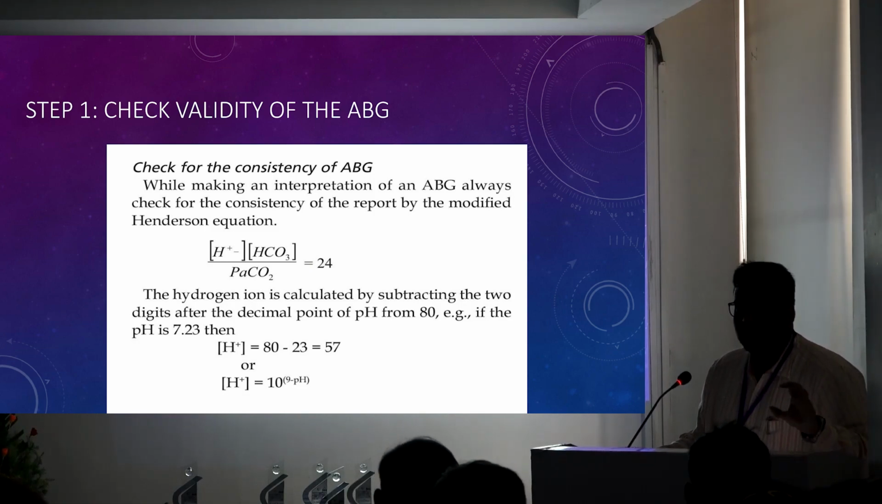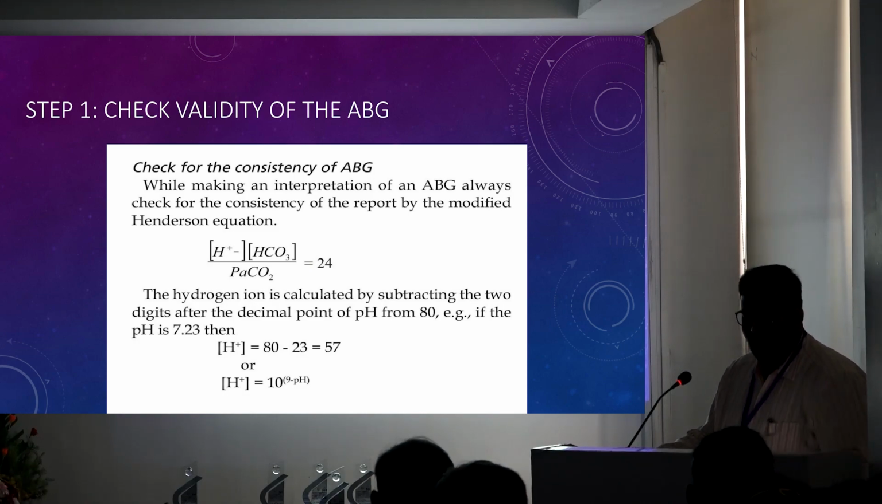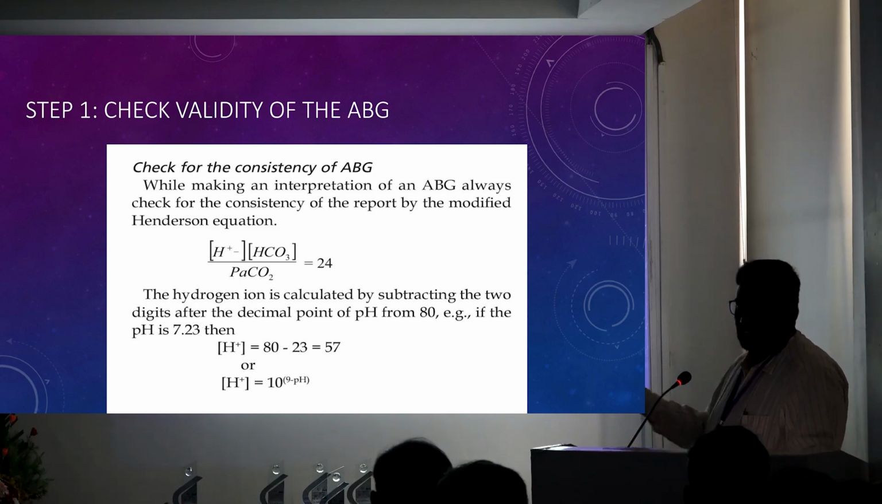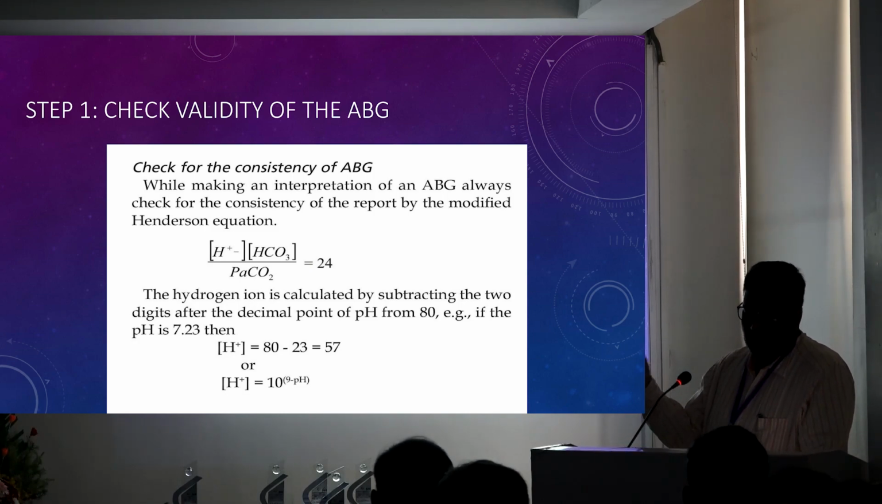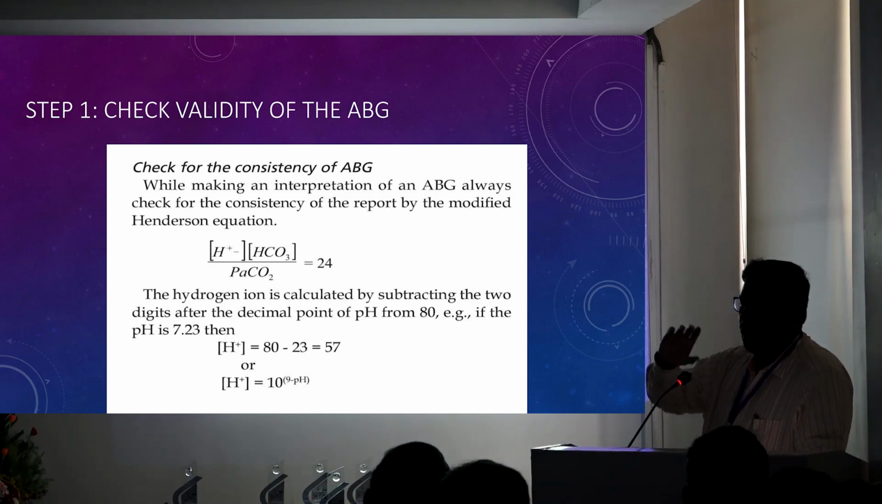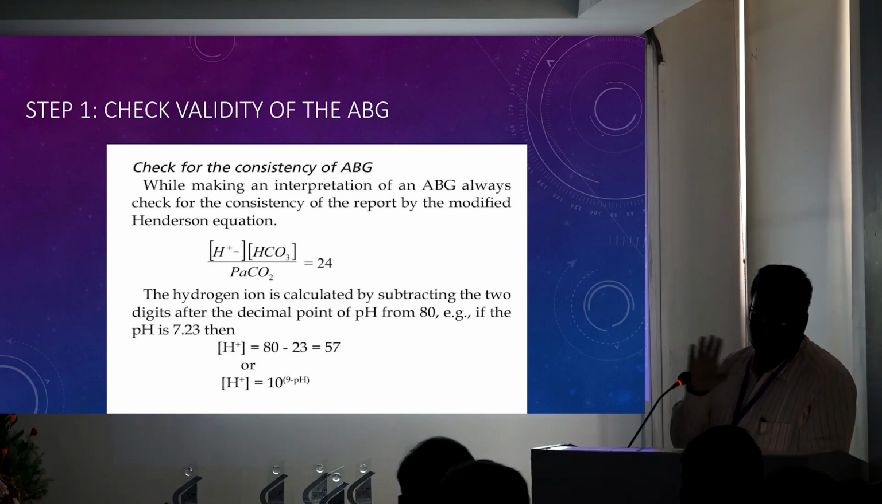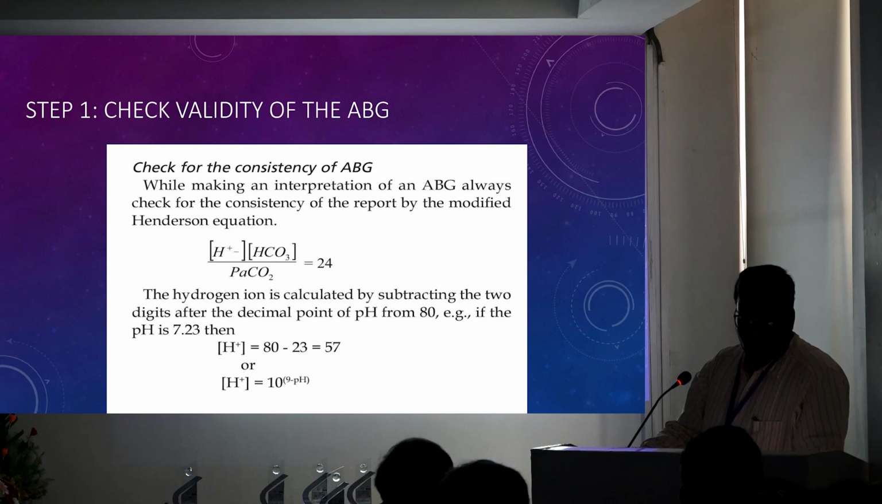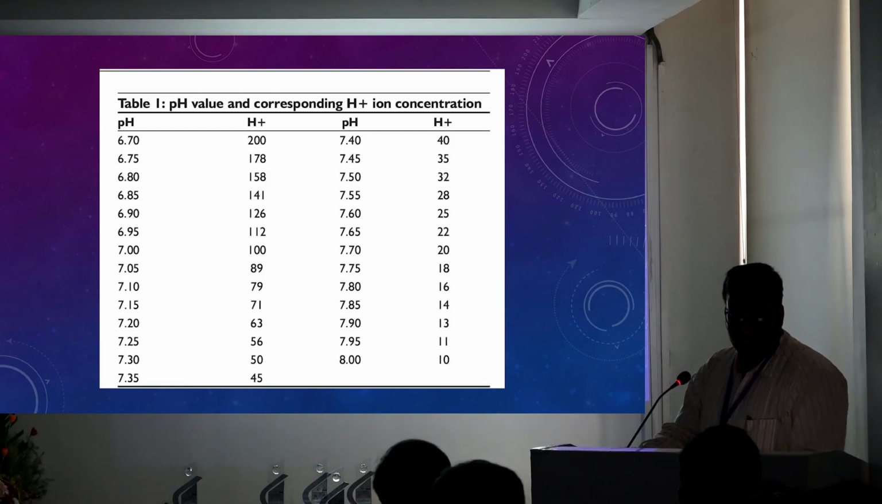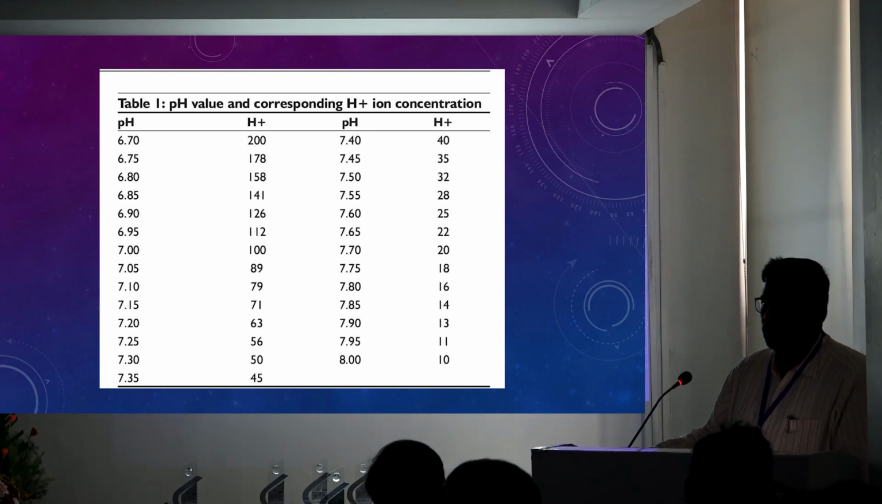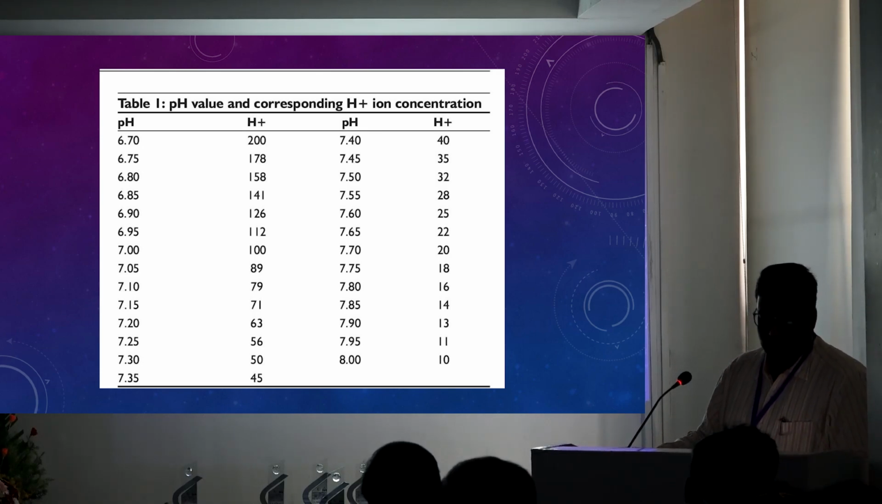Now, how to get that hydrogen ion concentration? It is a working formula. You can memorize it or just use it on your own: if you have a pH like 7.24, the number after the point, that is 0.24, you deduct that from 80, and you will get a rough estimation of the hydrogen ion concentration. You can also follow this chart, which you can keep handy in your ICU or wherever you are doing the ABG. So from the pH you can guess the actual concentration.